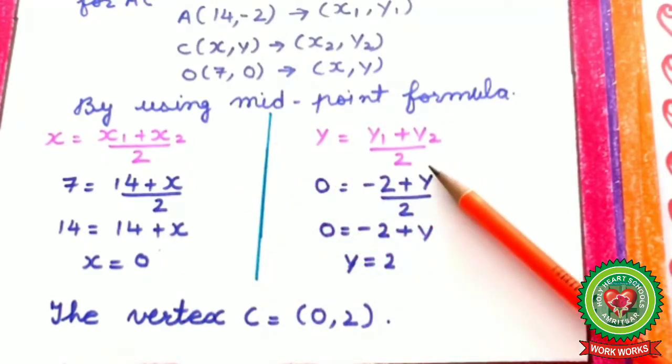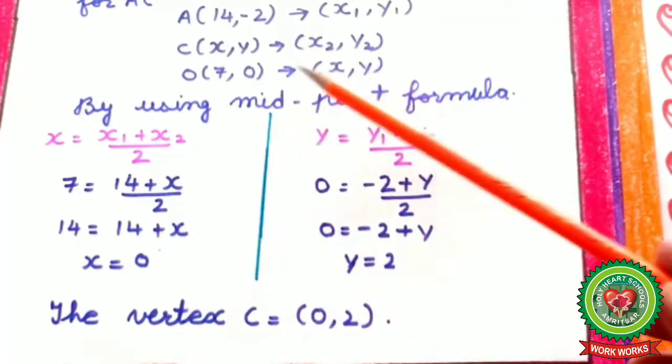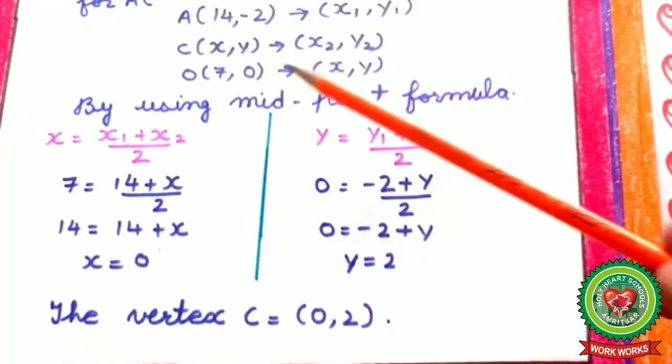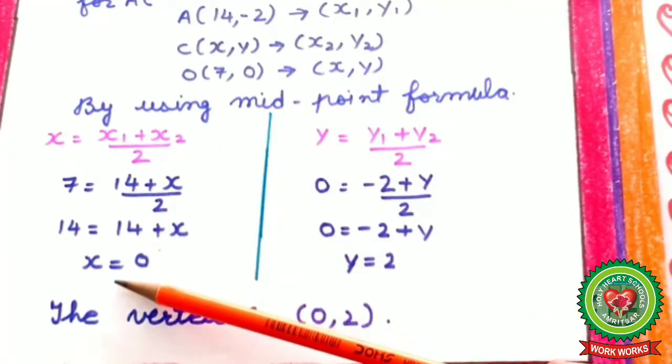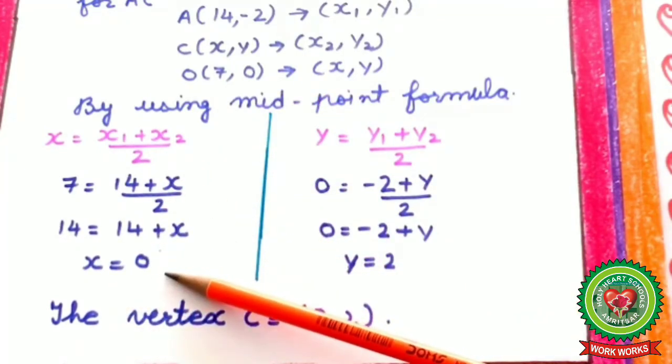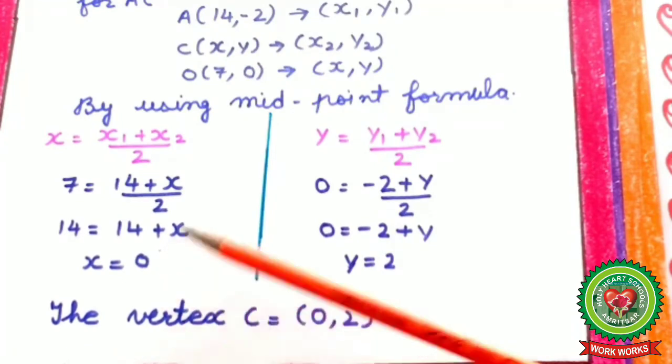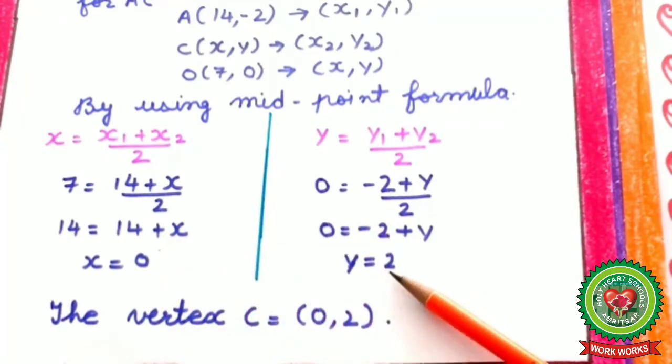Again, by using the midpoint formula, x equals x1 plus x2 upon 2, y equals y1 plus y2 upon 2. Here the value of x is 7 and the value of y is 0. After solving, the value of x is 0 because 14 minus 14 is 0, and the value of y is 2 because after shifting, minus 2 will change into plus 2. So therefore the coordinates of C are 0 and 2.